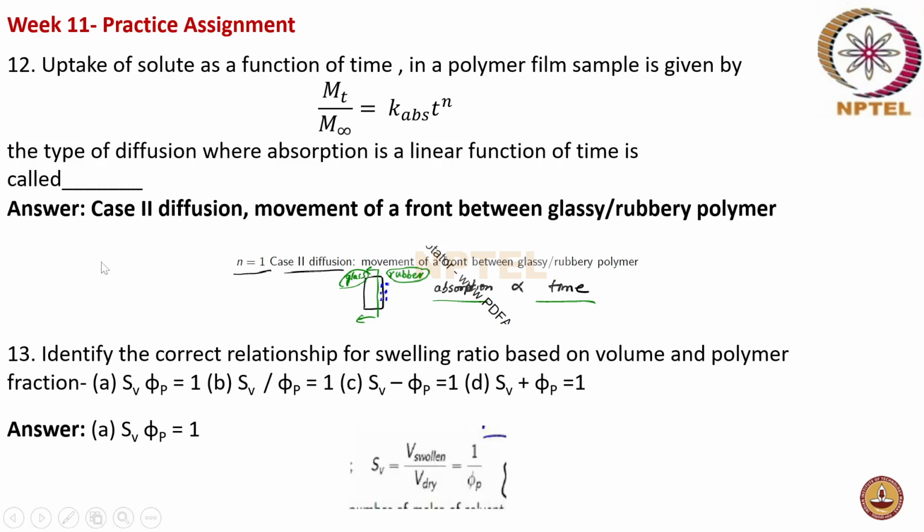We know that Sv, the swelling ratio based on volume, is the volume of swollen polymer by the volume of dry polymer. That is nothing but 1 by phi p, because phi p is the volume fraction of the polymer. The volume fraction of the polymer is given by the volume of polymer divided by the volume of polymer plus volume of solvent, which is the volume of the swollen sample. So it is nothing but the inverse of the swelling ratio.